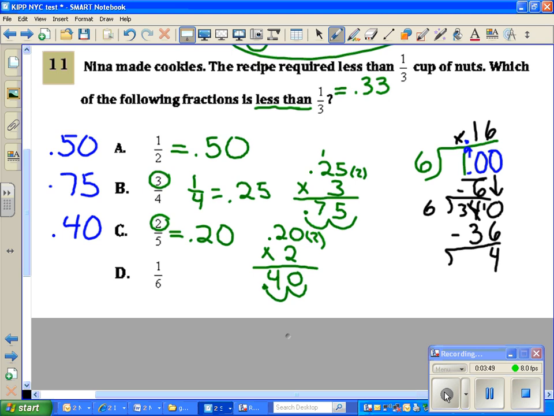But I'm already noticing something. I'm already noticing that this 16 hundredths is less than 33 hundredths. If I only need to know which one's less, I see that 50 hundredths is more than 33 hundredths, 75 hundredths is more than 33 hundredths, 40 hundredths is more than 33 hundredths, but 16 hundredths, and I'm not really completely done, is definitely smaller than 1/3. So the answer would be D, 1/6.